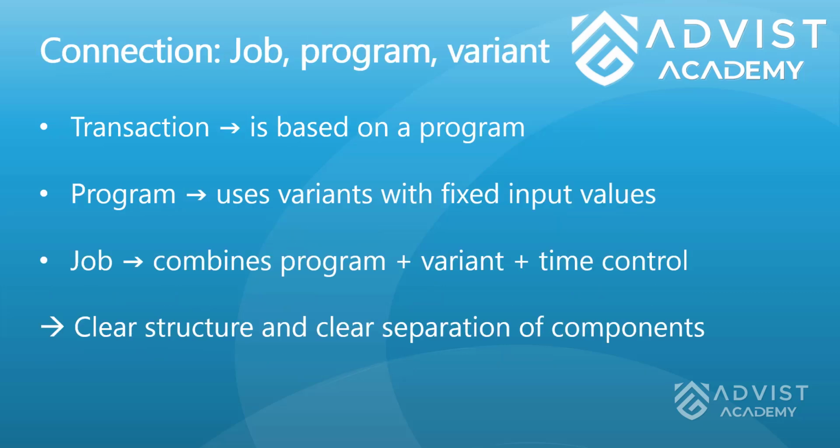On this slide, you can see how the individual components are related to each other. A program is assigned to each transaction. Each program can have different report variants that contain different input values, such as different materials or suppliers. A program and a variant can then be assigned to a job.